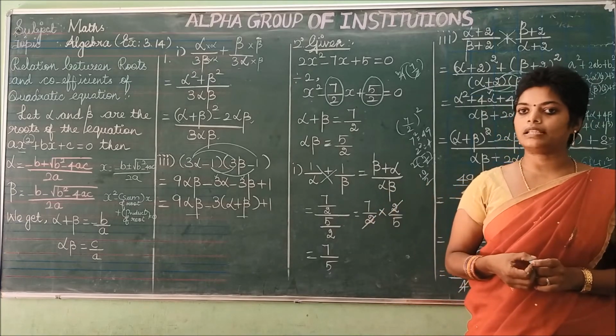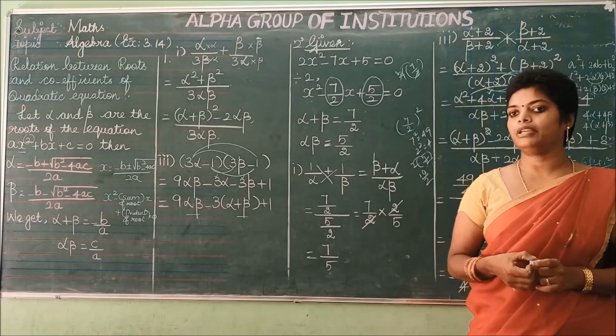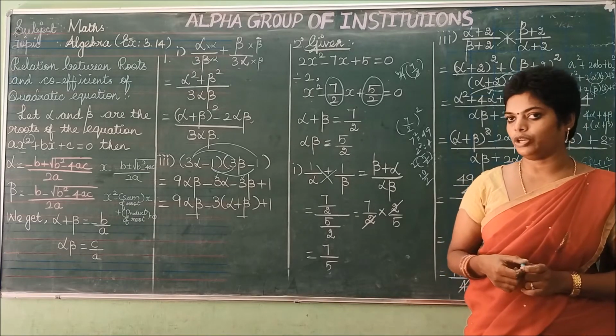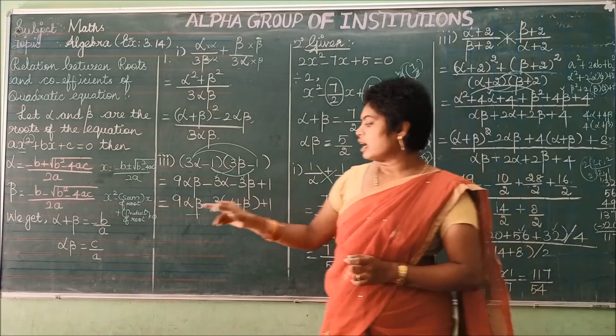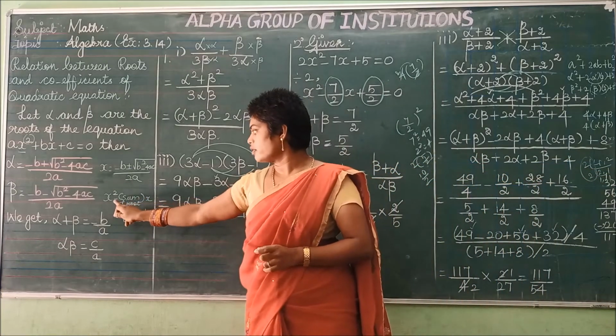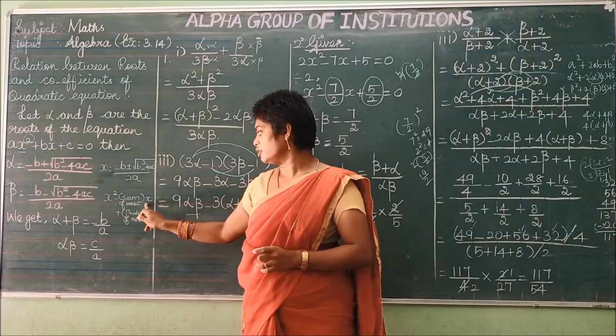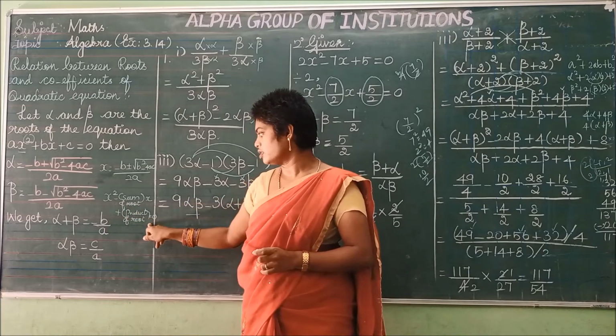Beta is minus b minus square root of b square minus 4ac divided by 2a. Using this we can find another formula, that is x square minus sum of the roots into x plus product of the roots, which is equal to 0.